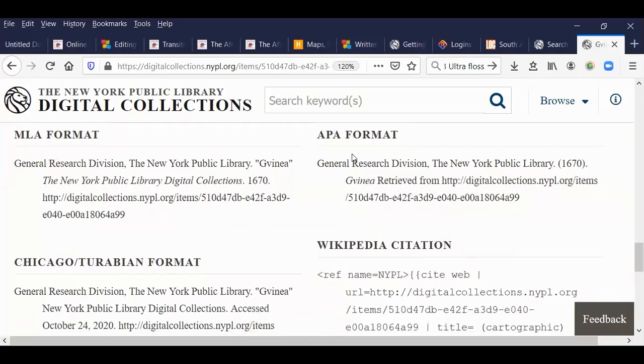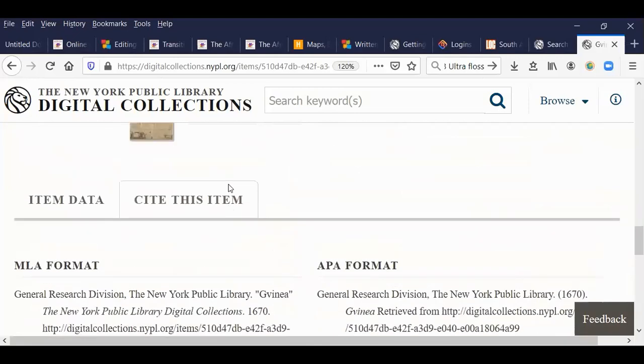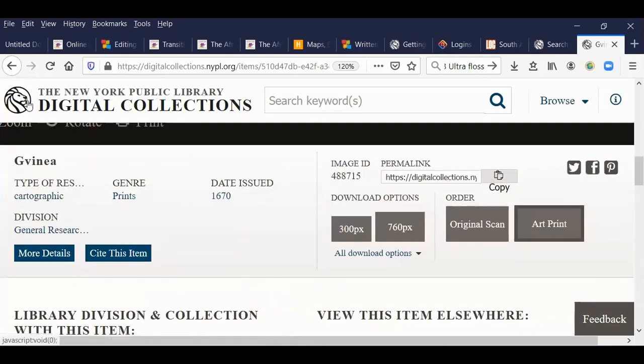The Modern Language Association format, the APA or American Psychological Association, often used in social science journals or papers, and the Chicago Turabian format here. They even provide a Wikipedia citation, which is interesting in itself. But in addition, like the Library of Congress, you can, in fact, download two different sizes of the image.